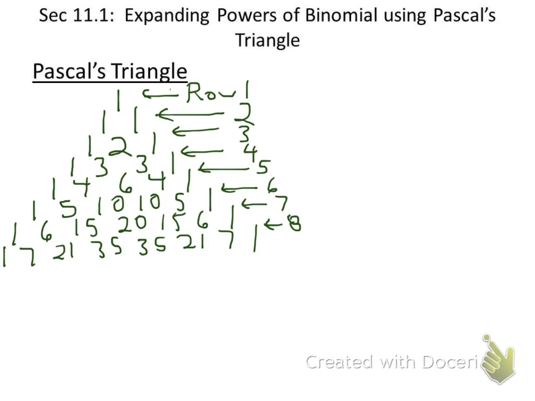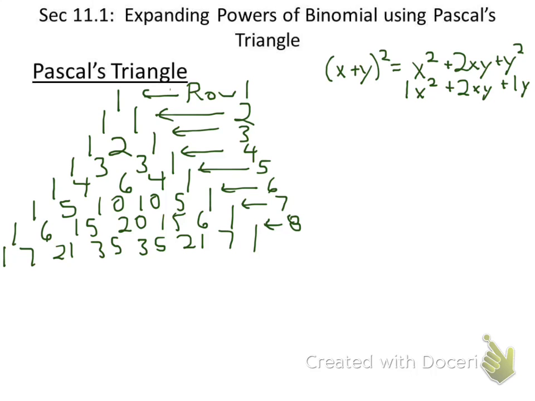Now, what does this triangle have to do with binomials in different powers? Well, let's talk about a basic binomial. Let's say we had x plus y squared. So our binomial is x plus y, and we're squaring that. If you were to square that, you would get x squared plus 2xy plus y squared. Which, okay, what does that have to do with this triangle? If we rewrite the coefficients, we get 1x squared plus 2xy plus 1y squared, which is actually what we had in row 3. If you look at row 3, that's 1, 2, 1.